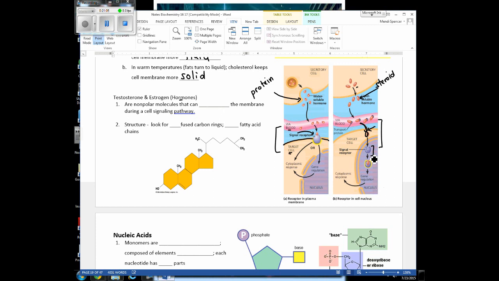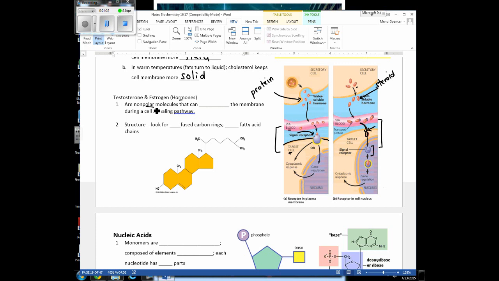These steroid hormones can move right through that membrane because they are nonpolar molecules. Remember, the membrane allows three types of molecules to cross easily. They have to be really small, they have to be uncharged, and if they're nonpolar, they can cross that membrane.